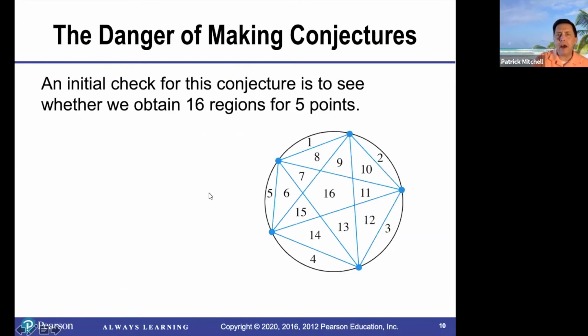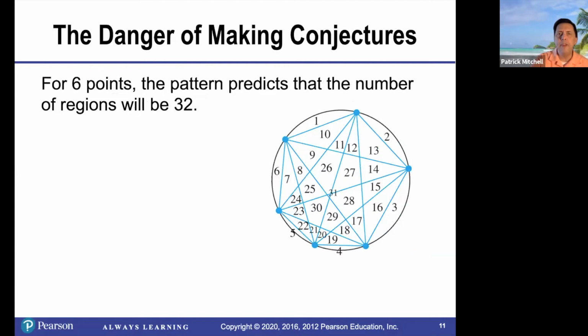And that does work for 5 points. You can see in this picture here. However, at this point, it starts to get really difficult to draw this diagram. For 6 points, the pattern predicts that the number of regions would be 32. However, and take this as a challenge if you'd like, no matter how you choose these points, you will never get more than 31 regions. See in this picture, tiny little region right there is region number 31. So that's kind of infuriating, isn't it? It goes 2, 4, 8, 16, and then 31.